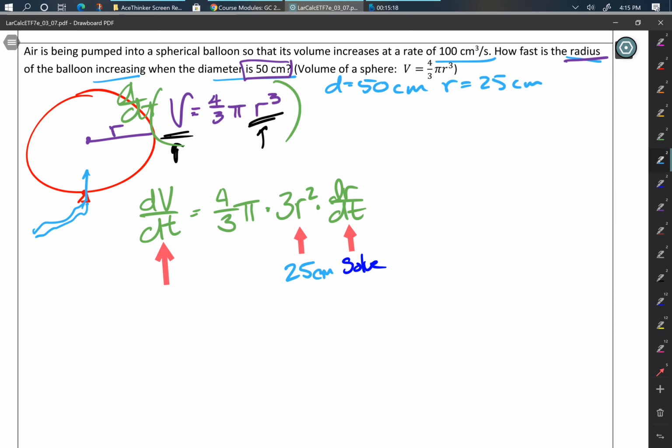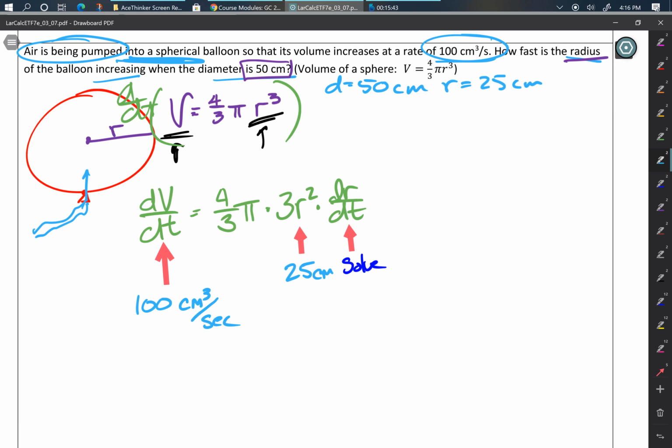Well, dV/dt is the rate of change of the volume. It's the rate at which the volume is either increasing or decreasing with respect to time. And we were told that air, in this case, is being pumped into the balloon. So volume is getting bigger. So that means that this is actually going to be a positive 100 cubic centimeters per second.